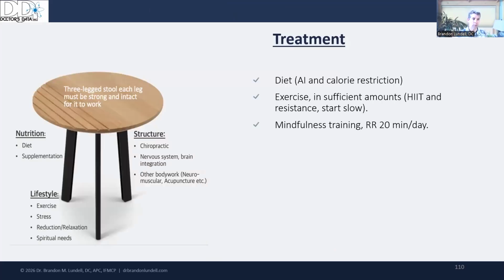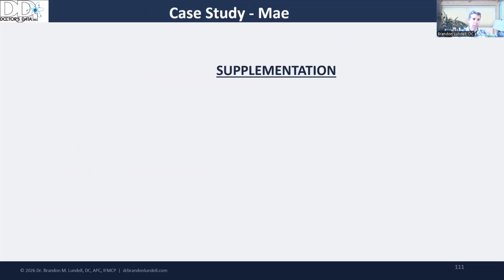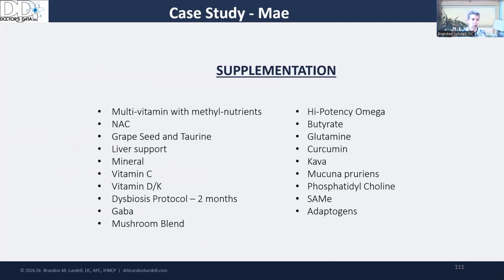So we use what I call the three-legged stool. We use diet, exercise, mindfulness, breathing, even chiropractic, laser, hyperbaric, cold plunge. I use a lot of hyperbaric in my office. We do some IVs sometimes, and of course, supplementation. This is what supplements we started her on. I know it seems like a lot, but we have the evidence that she needs all of these things. And this is how we treat.